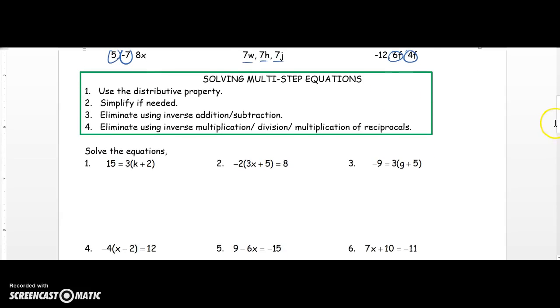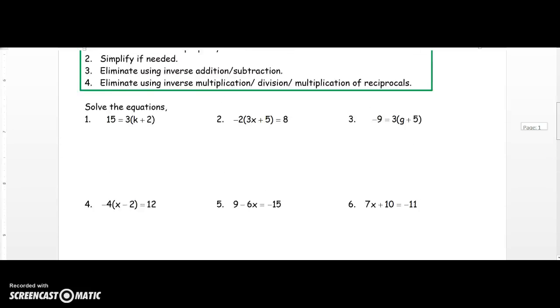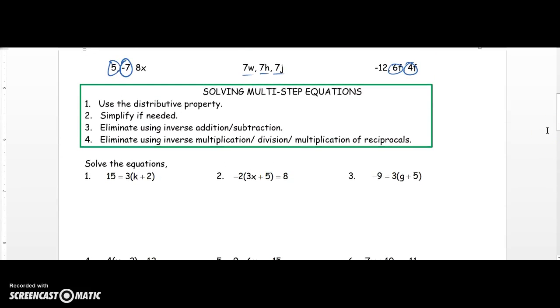Solving multi-step equations: 1, use the distributive property. 2, simplify if needed. 3, eliminate using inverse addition and subtraction. And 4, eliminate using inverse multiplication, division, or multiplication of reciprocals.